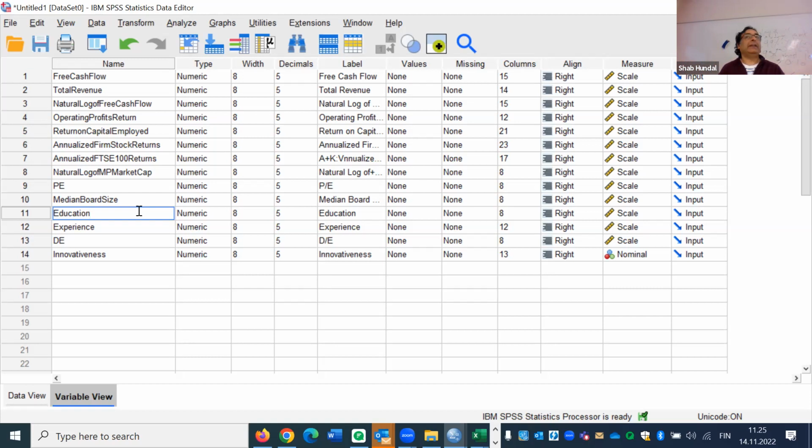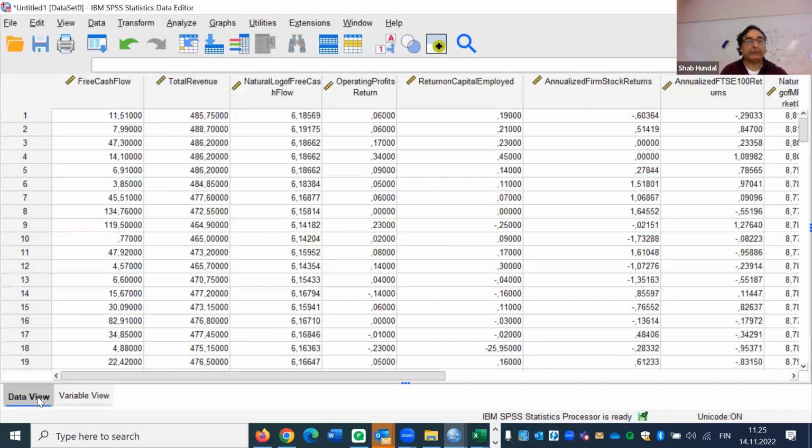So in this dummy exercise, I would assume that the company's stock return, which is variable number 6, depends upon the index, the market cap of the company, the board size, the education, the experience, the company's innovativeness, and the company's profitability. So I'm examining how these different variables have an impact on one variable called the company's annualized stock return. All good? Bravo. Let's go to the data view.